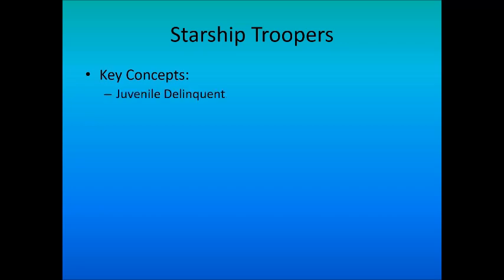All right, so some key concepts. We talked about juvenile delinquency. Is it the fault of the child or the fault of the parents? Heinlein would say it's definitely the fault of the parent if a juvenile is not performing the way they should. Okay, he touches on punishment, and I think this is where he loses a lot of readers nowadays. Because he is quite harsh on some means of punishment.